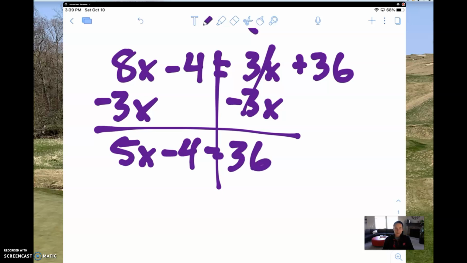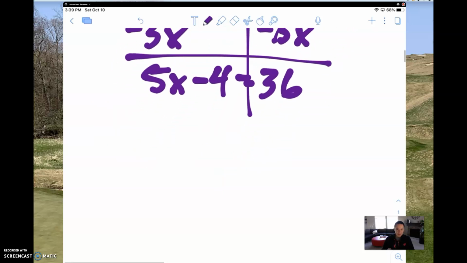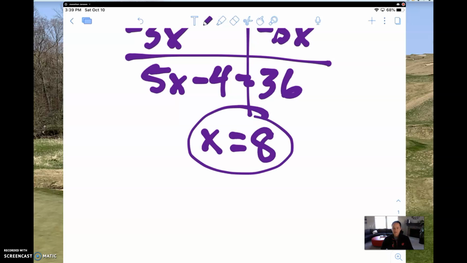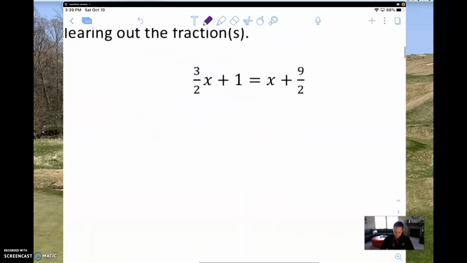You've probably done enough of these by now where I can skip a couple steps for you. You're going to add 4 to both sides, and then you're going to divide by 5. So if you add 4, you get 40. Divide by 5, you get x equals 8. So if you're comfortable enough to the point where you don't have to show your work for those last couple steps, that's all right with me. It means you get it. Let's go ahead and do one more.